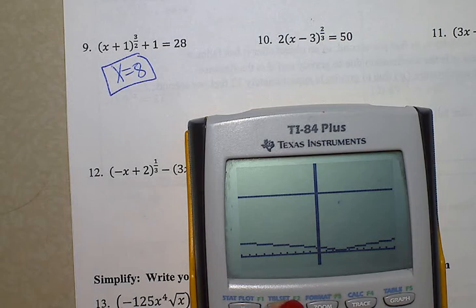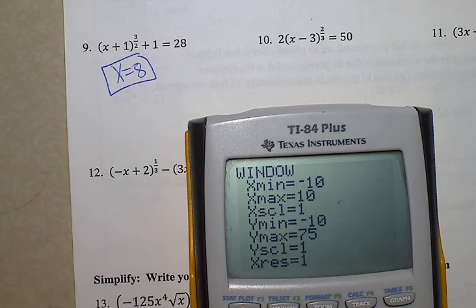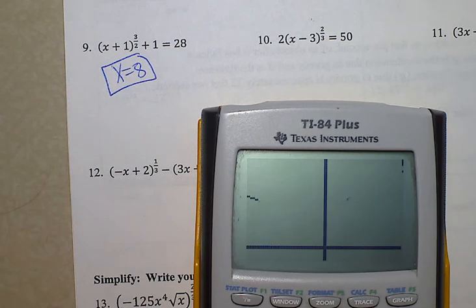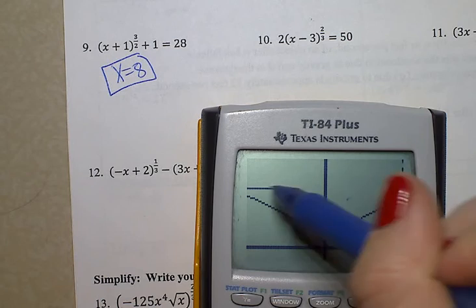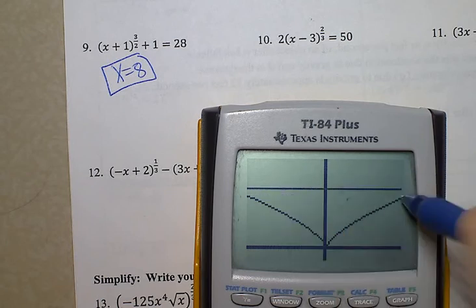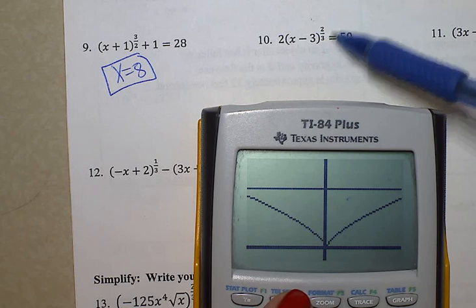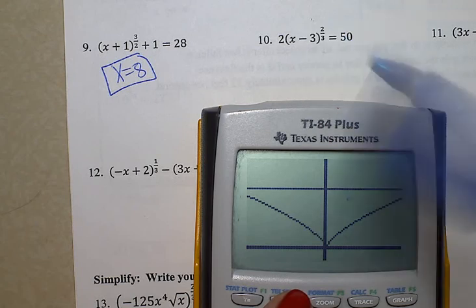This is different looking, so I'm going to extend this out in both directions. I'll try negative 100 and positive 100 just to see. To me it looks like there could be two answers, one at the left here and one at the right. Remember that when the nth root in the bottom is odd, you can have both a positive and a negative. So that's what this is accounting for.